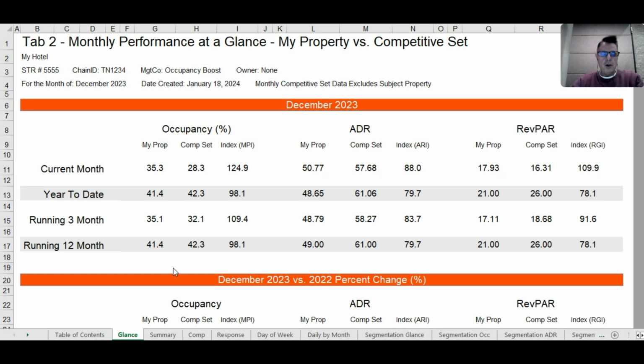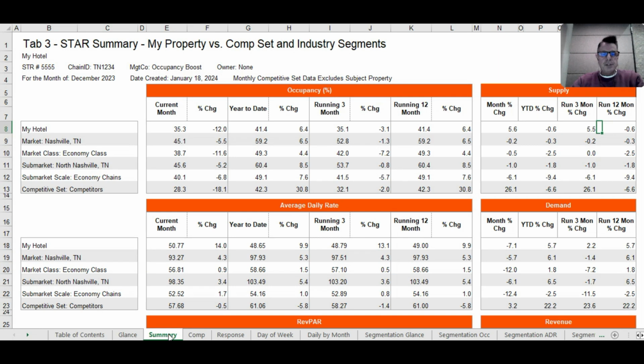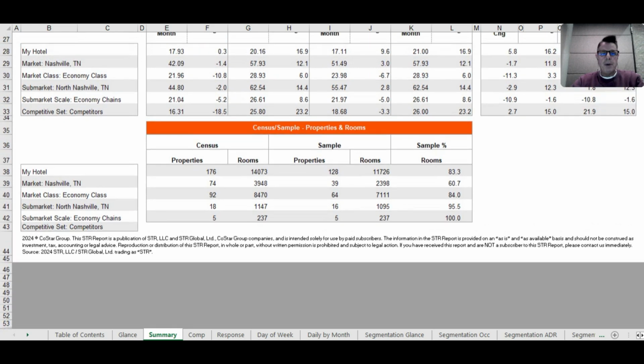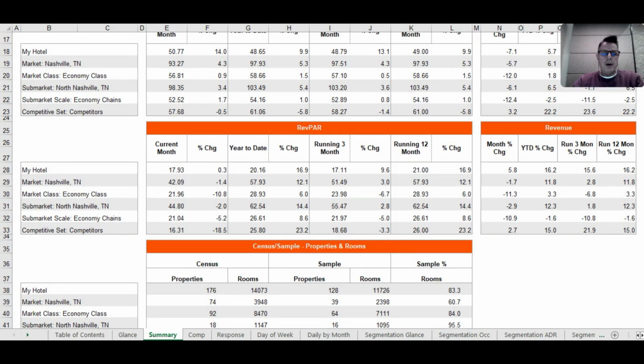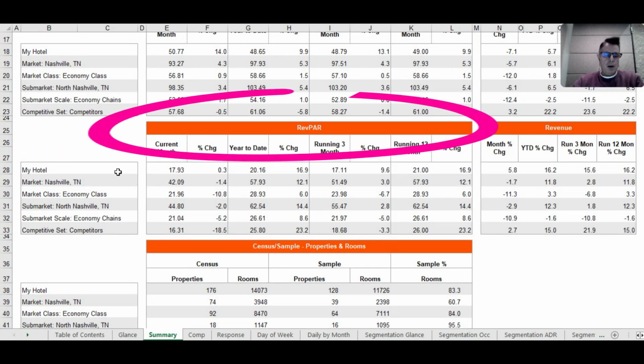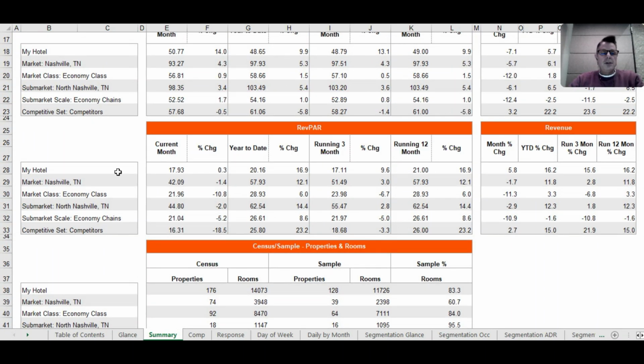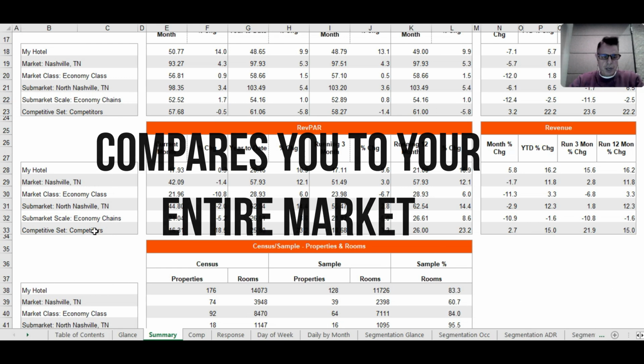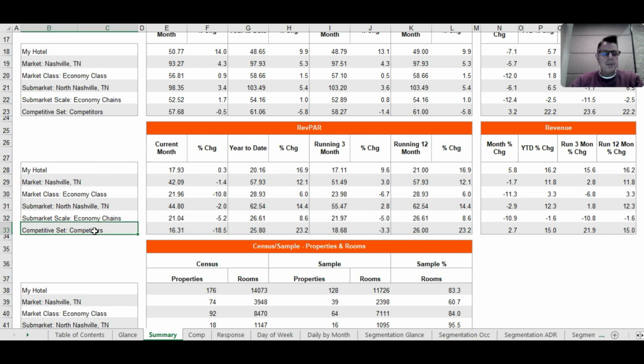Now, the last part I'm going to go to here is this summary tab. This summary tab is kind of a comparison. It breaks it down a little bit more, and I want you guys to look at this when you're looking at your year-end STR reports, and I want you to scroll to the bottom here and go to this RevPAR area. Now you can see what it's done is it compares your property to the entire market. So instead of just breaking you down between your competitors, which is located here at the bottom, it's going to break your revenues down and compare you to the entire market.